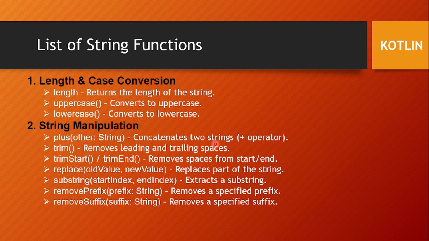First one, plus, is a symbol for concatenating two strings. Trim is for removing the trailing spaces. Trim start will remove from the start, and trim end will remove from the end. Replace will replace a string with a new one. Substring is for extracting or getting substrings from our string. Remove prefix will remove the prefix, and remove suffix will remove the suffix.